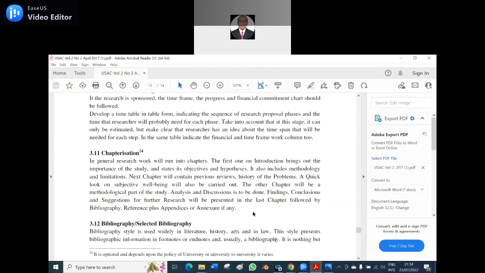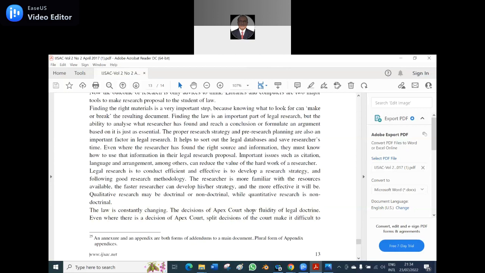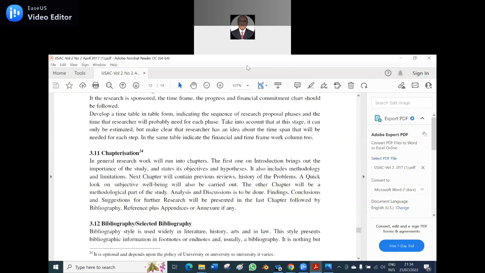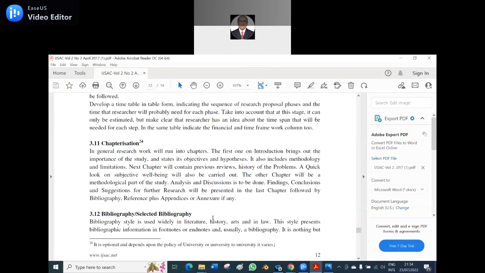What order? Alphabetical order. So that is the way you have to make it out in a bibliography and selected bibliography. Is it clear? Say yes.